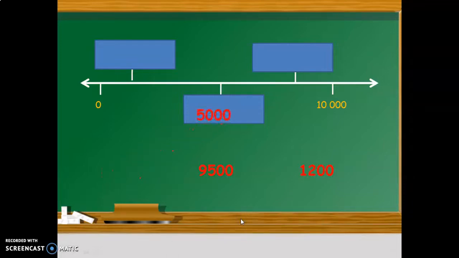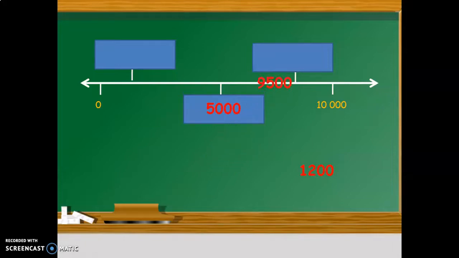Very good. If your answer is at the middle, that is correct, because this number line is from 0 to 10,000, and 5,000 is the middle number, or the midpoint, of these two numbers. That is between 0 and 10,000, so that is 5,000. So that is the number at the middle. What about the number 9,500?